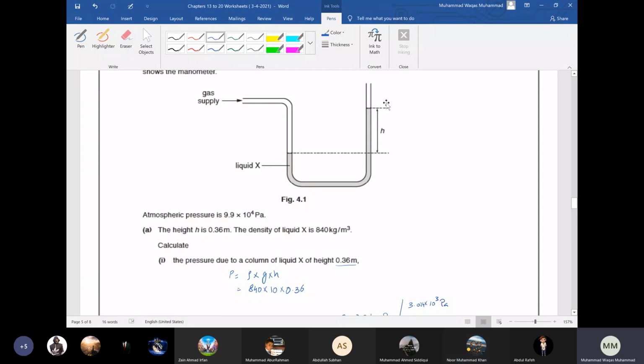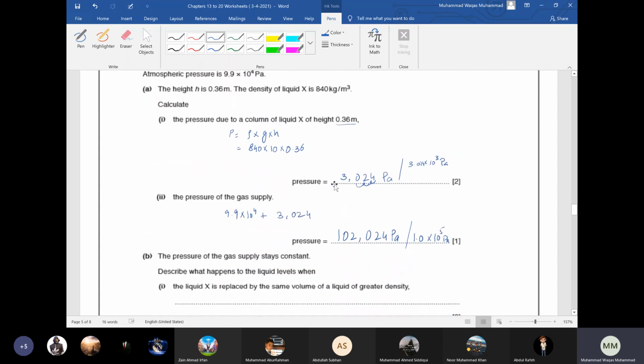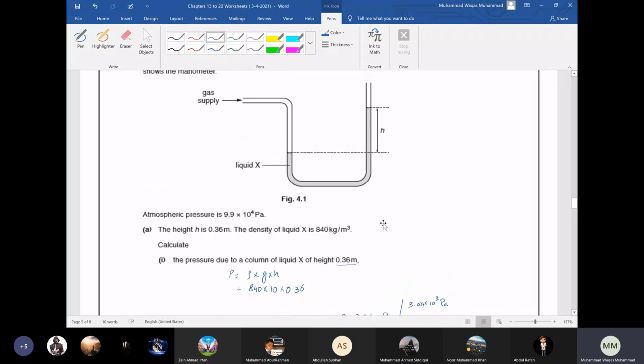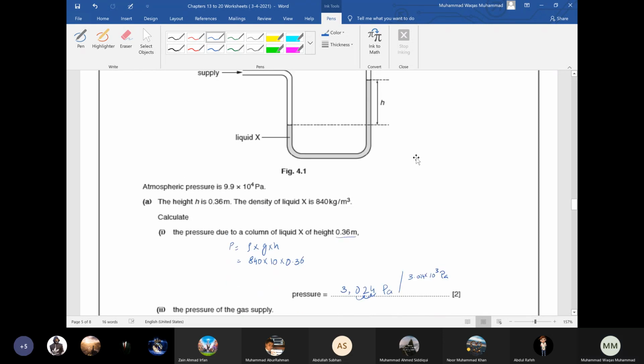Yes. Gas pressure does not change, atmospheric pressure is there, it does not change, right? So if you are using a liquid which is denser than the liquid X, then obviously the same pressure difference we just calculated here. What is the pressure difference? Pressure due to liquid column X of 0.36 meter, so basically the pressure difference is given by 3024 Pascal. Clear? Now beta, if you use a denser liquid, the same pressure would be caused by less depth, right or no?